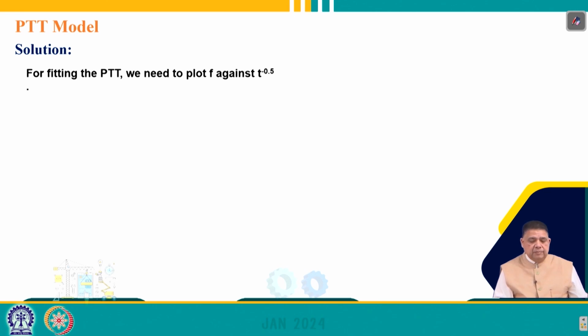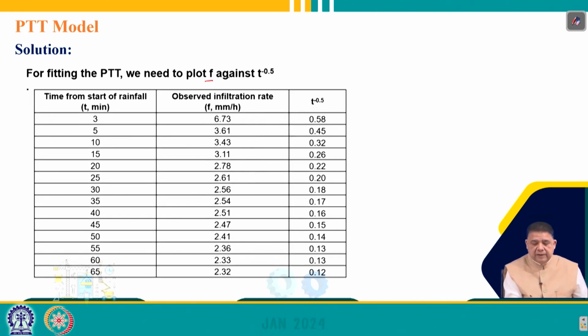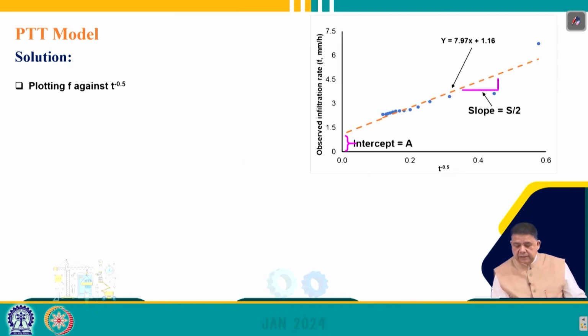So, for fitting the PTT model, we need to plot F against T to the power minus 0.5. In this case F remains as it is, but we need to manipulate T, that is for each value of T we will calculate T to the power minus 0.5. And then of course, we can plot F against T to the power minus 0.5, and this is what we get. In this case, when we plot the straight line relationship, we get y equals 7.97 x plus 1.16. That is the equation.